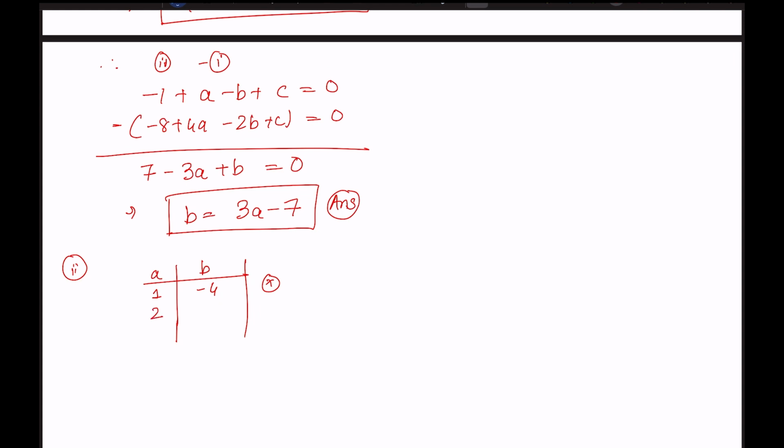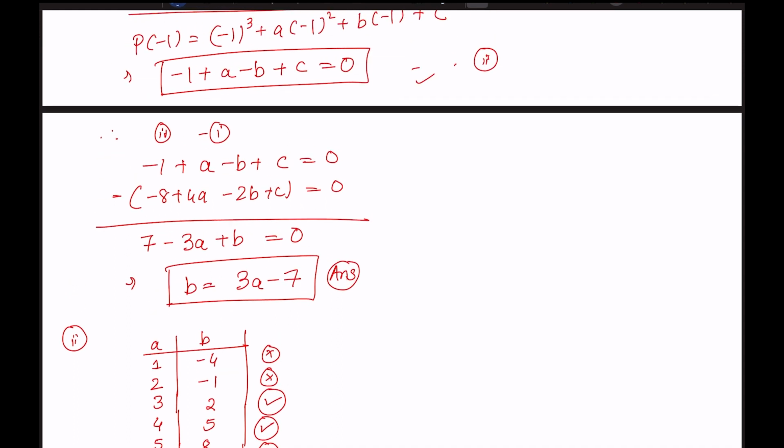If I plug in a equals 2, I'll get the value of b as minus 1, which is also invalid, because it's not in the range from 1 to 5. If I put 3, then b becomes 2, which can be a valid solution. If I put 4 in a, I'll get 5 as b, which can again be a valid solution. And if I put 5 in a, I'll get 8 as b, which is invalid, because the range of b would be from 1 to 5. So from here we see that only these two combinations, a equals 3 with b equals 2, and a equals 4 with b equals 5, can work. But now we have to check the values of c. I'll choose the second equation.